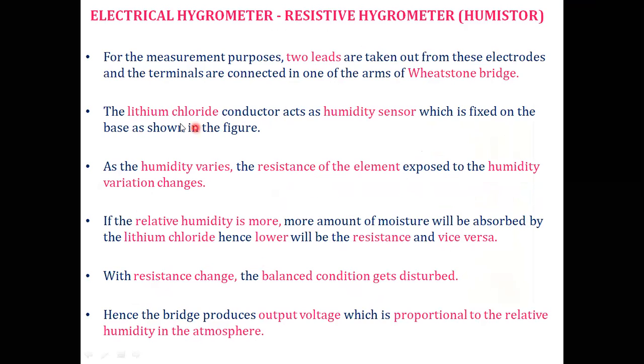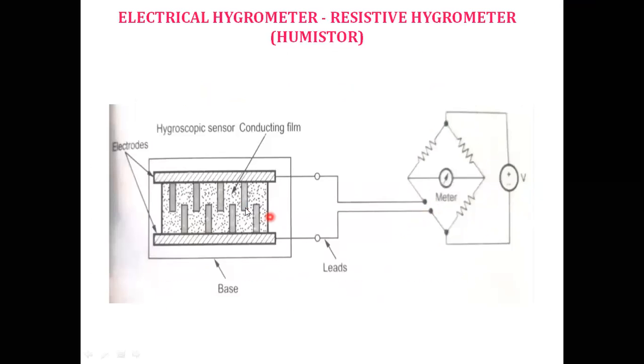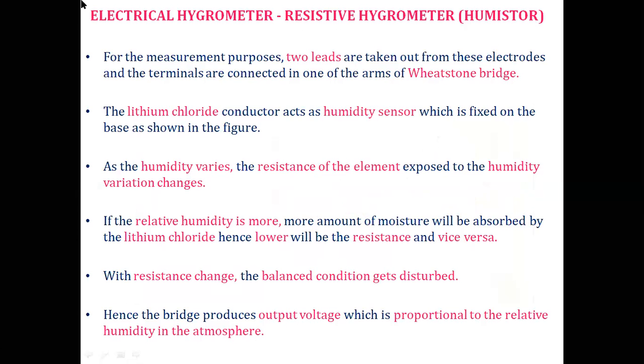We will see the theoretical part. For the measurement purposes, two leads are taken out from these electrodes and the terminals are connected to one of the arms of the Wheatstone bridge. The lithium chloride conductor acts as a humidity sensor, which is fixed on the base as shown in the figure. As the humidity varies, the resistance of the element exposed to the humidity variation changes.